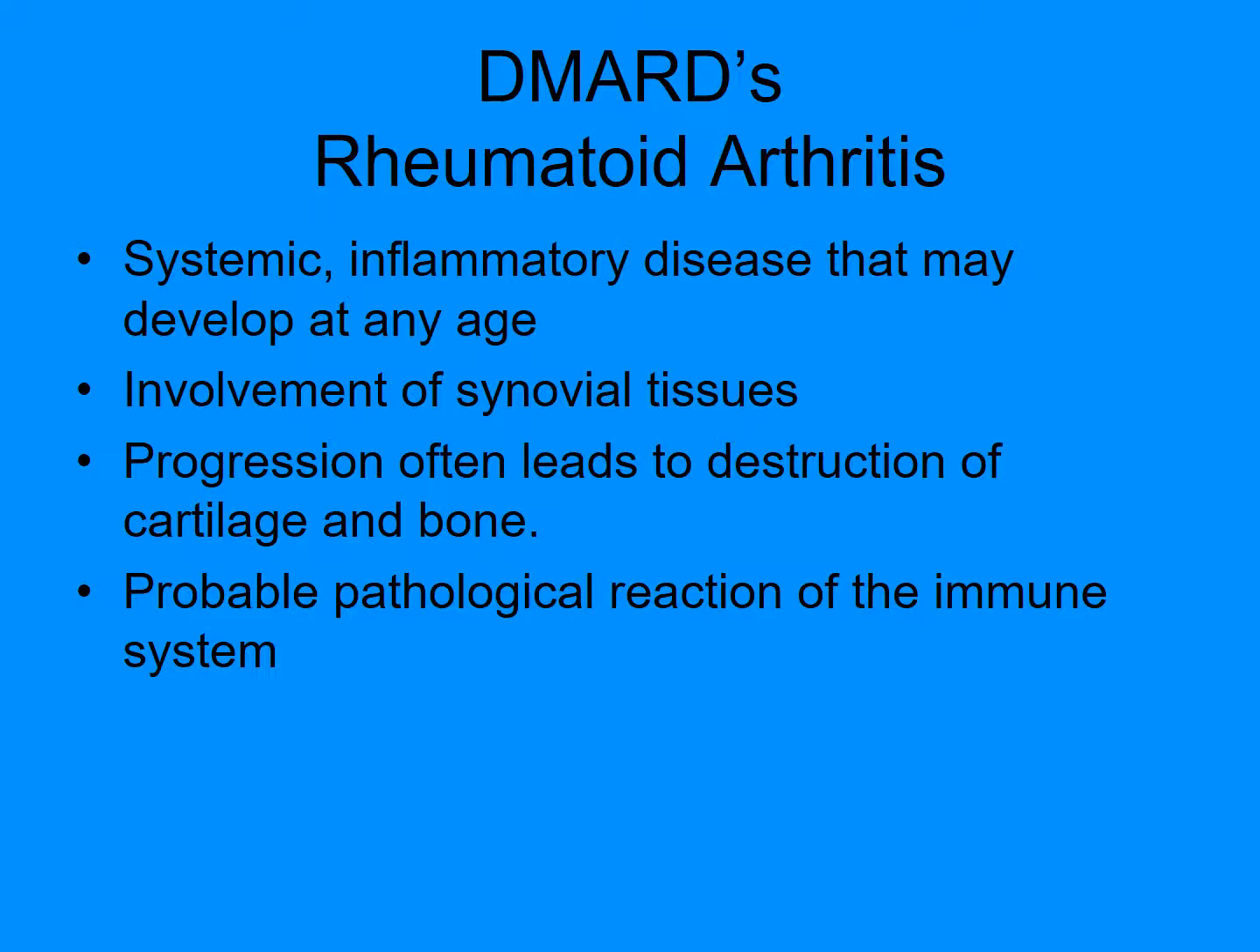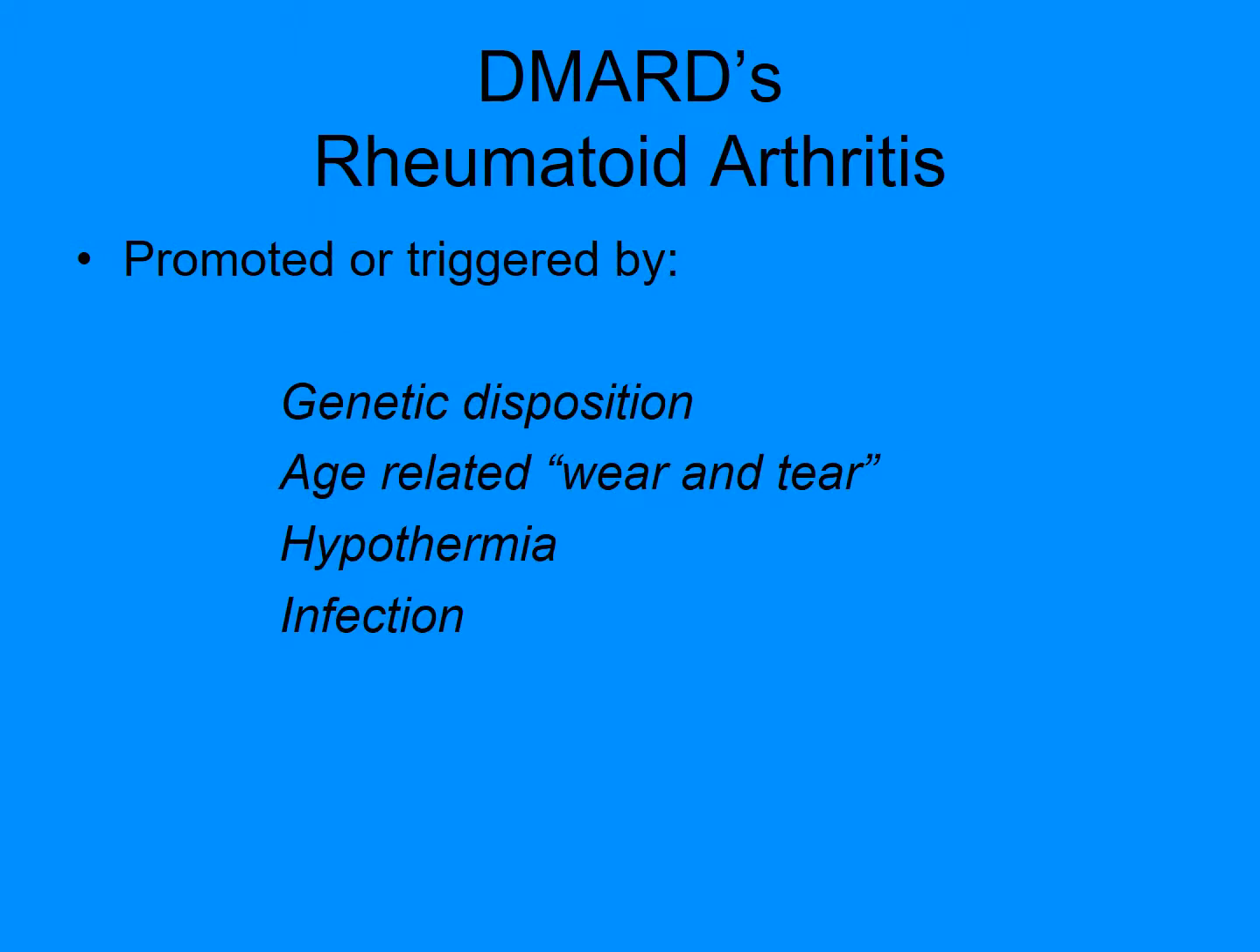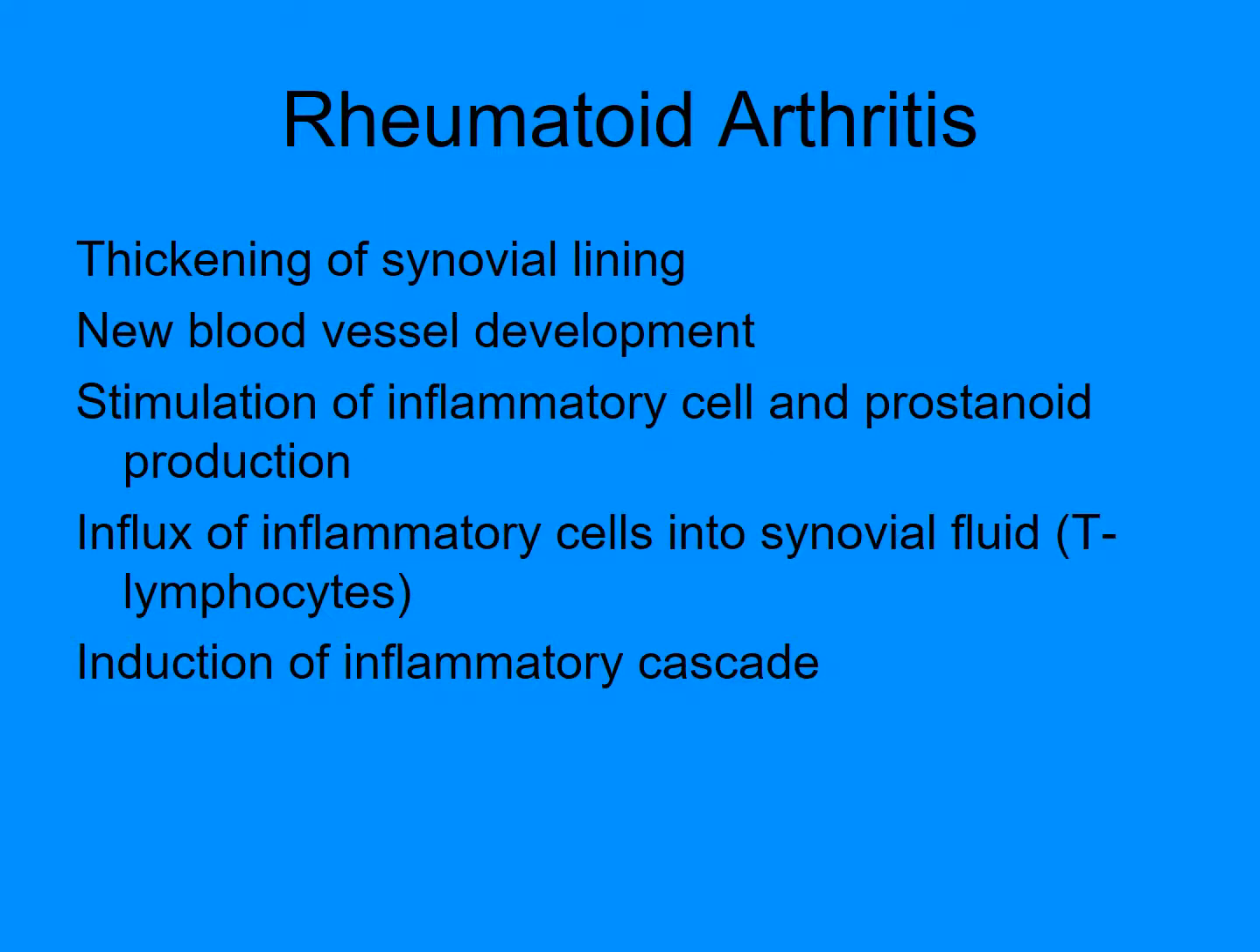The chronic inflammation of synovial tissue which lines the joint capsule results in proliferation of this tissue. As the synovium continues to proliferate, it will invade the bone, and once it invades the bone and starts to destroy the cartilage, this is referred to as the pannus. This often happens due to immune dysregulation, which is one of the most probable causes of rheumatoid arthritis. It may also be promoted or triggered by genetic predisposition, age-related wear and tear, hypothermia, and underlying infection.